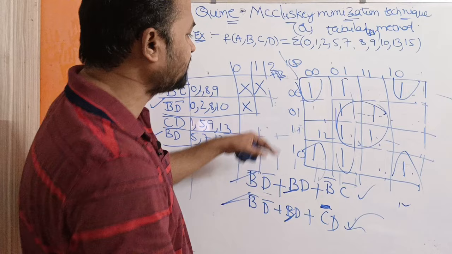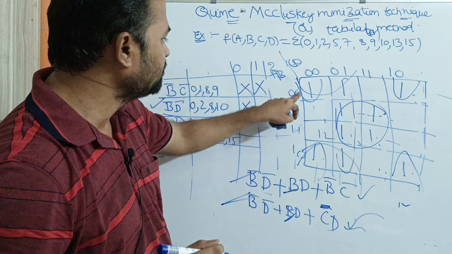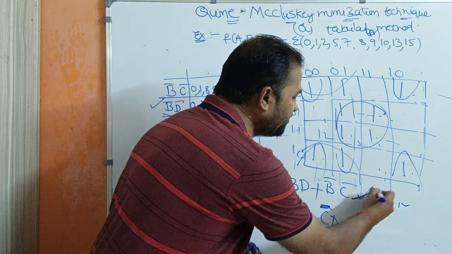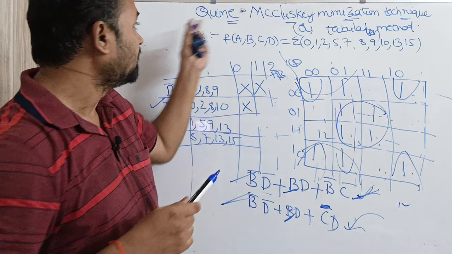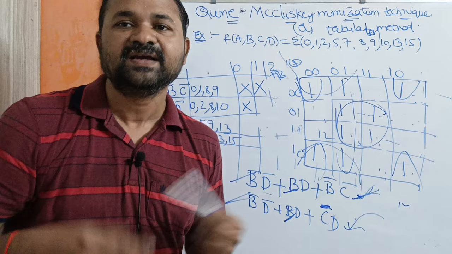Or instead of this one, we can make these opposite four cells as a group. If we make those as a group, 0, 0. Second 0 is common, B bar. Then first 0 is common, C bar. So B bar C bar. So we will get this solution. With this, we can conclude that our solution is correct. So the QM method means we have to find prime implicants and essential prime implicants, and then check whether our solution is correct with the help of the corresponding Karnaugh map. In the next video, we will see one more example on the QM method.